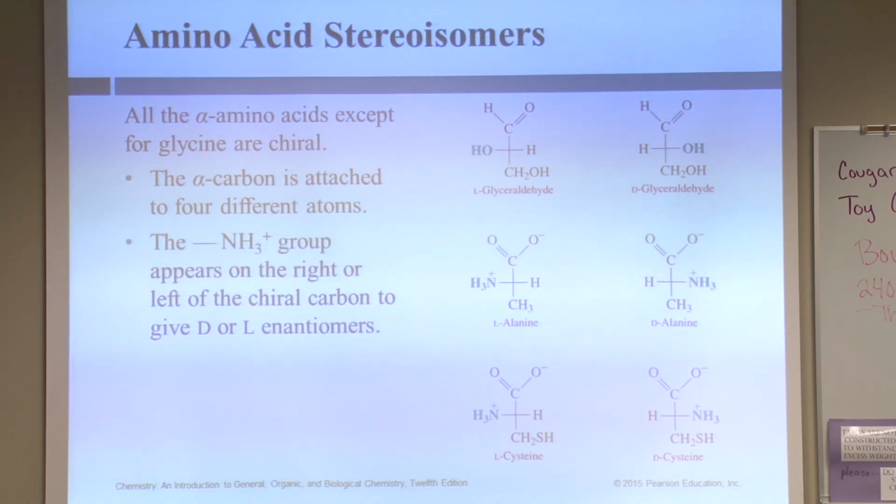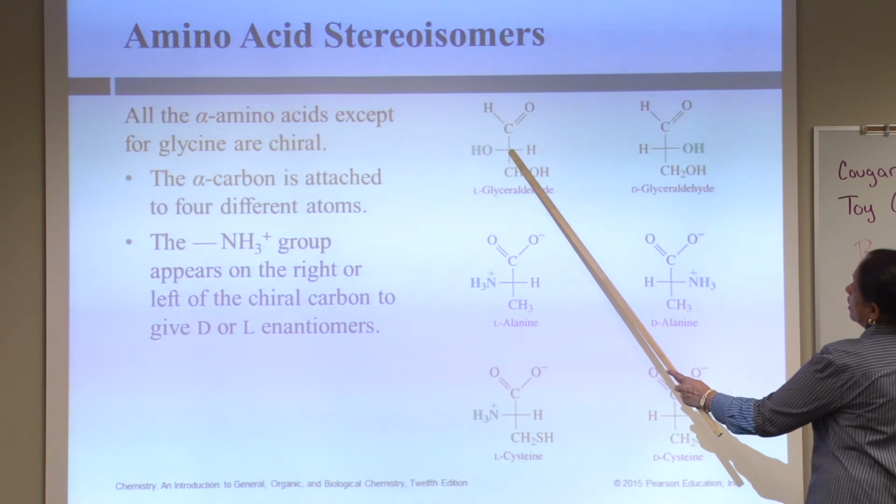All amino acids except glycine are chiral. We have heard the term chiral before when we were in carbohydrates. What is a chiral carbon? And we have discussed this during our first lab too. A chiral carbon is a carbon with 4 different groups. And it has a non-superimposable mirror image, a chiral carbon. So this is your carbon.